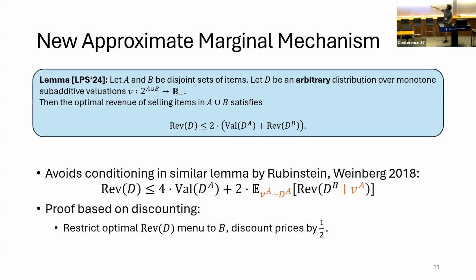And I won't say too much about the proof of this new lemma, but roughly speaking, it's based on some kind of discounted argument where we take the optimal revenue on the whole distribution, restrict it to B, and then discount prices by a factor 2.